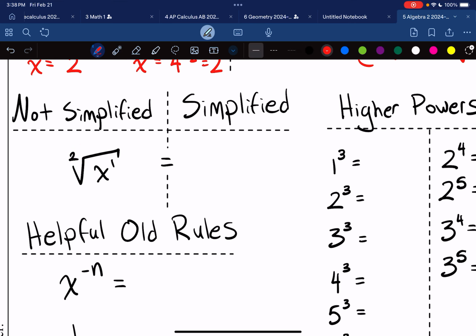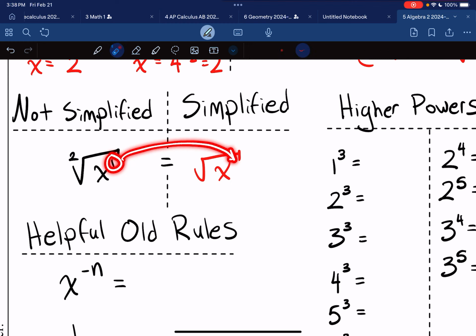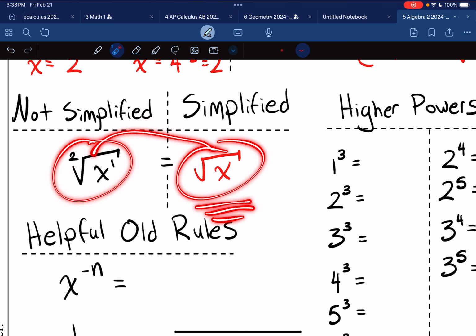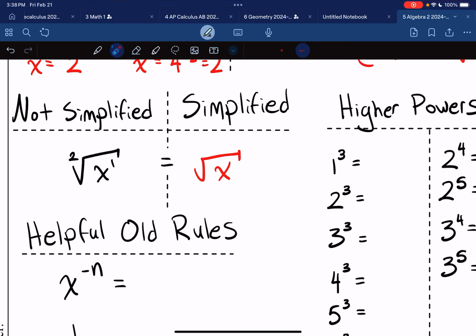This is really the square root of just x, because a 1 here, you don't write powers of 1. And if you have a 2 here, you don't write an index of 2. This is the same thing as this, but this one is simplified. So make sure that you're never writing a 1 if it's in a power. Make sure you're never writing a 2 if it's an index.